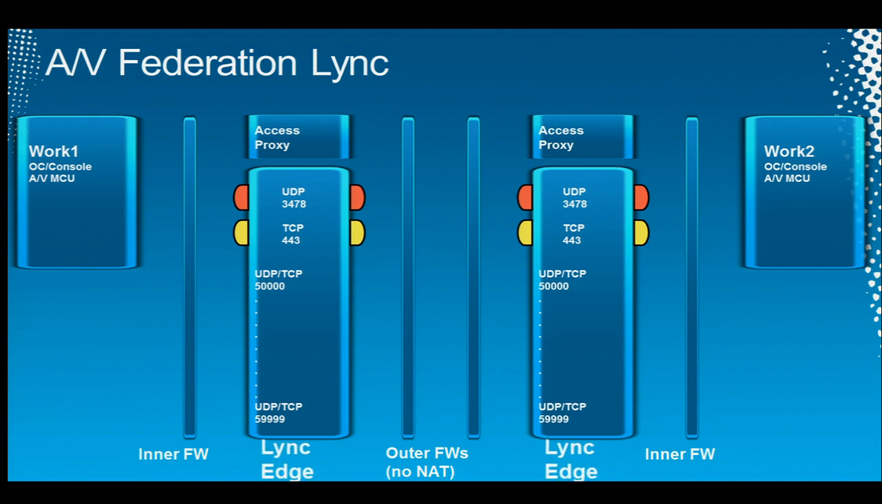In the case of Lync, if you have two Lync edge servers, the connection can be established directly over UDP port 3478 and TCP port 443. So you don't have to worry about all those ephemeral connections.